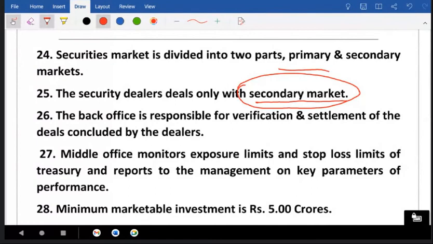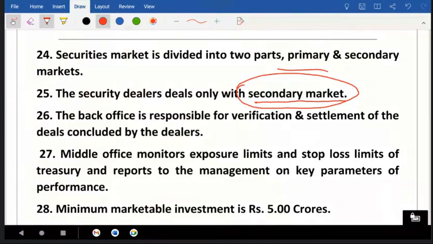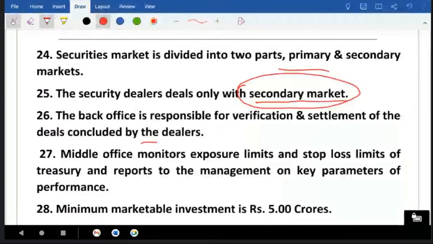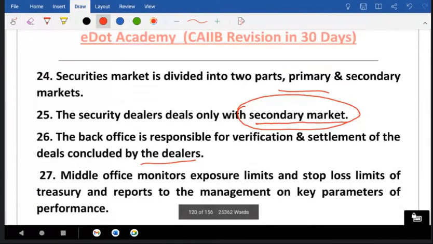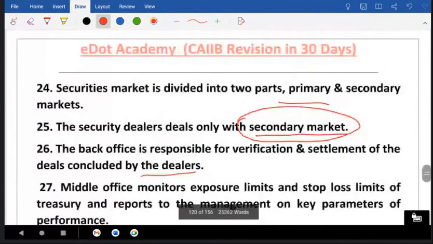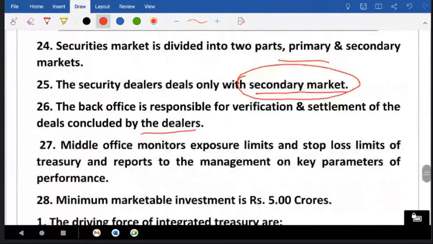Back office is responsible for verification and settlement of deals concluded by the dealers. So front office, or the dealing room as they have named it here, always deals directly with the customers, and the back office gives the final touch. They are responsible for the verification and settlement.